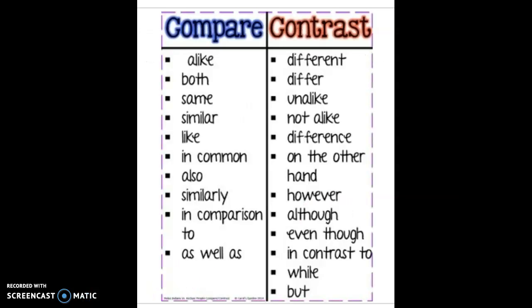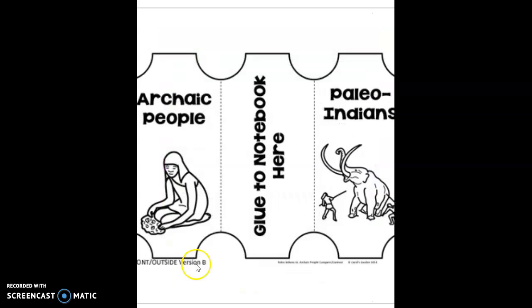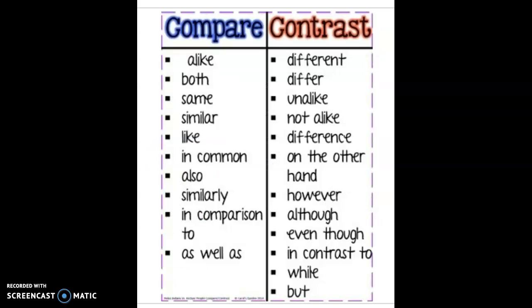After we write down all of our ideas in our Venn diagram on what's alike and different, when we write sentences, we can use words to compare and contrast. So when we're comparing, when we're looking at Clevis and how he was the same at the beginning and end, we can use the words alike, both, same, similar, like, in common, also, similarly, in comparison to, or as well as. So if I wanted to use one of these in a sentence, I could say Clevis at the beginning of the story was blank, as well as at the end of the story.